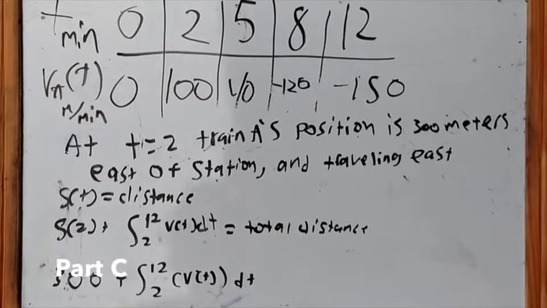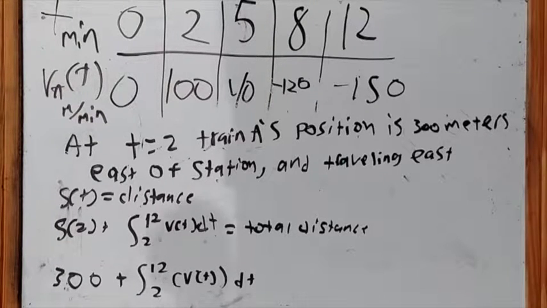Part C asks, given the information about the train shown here, to first write an integral that gives the position of train A in meters from the station at time t equals 12. And second, use a trapezoidal sum with 3 subintervals indicated by the table to approximate the position of the train at time t equals 12. So you can get 3 possible points for this problem.